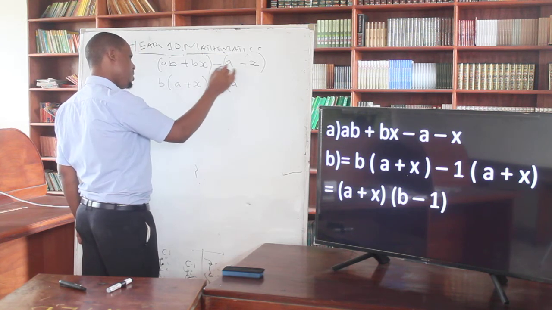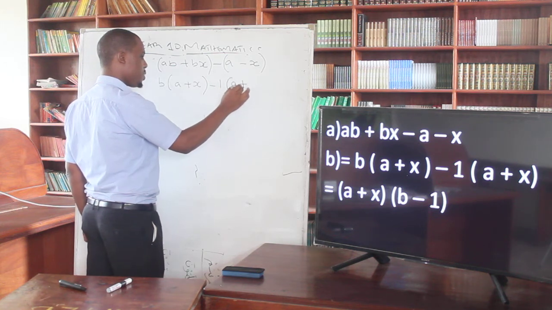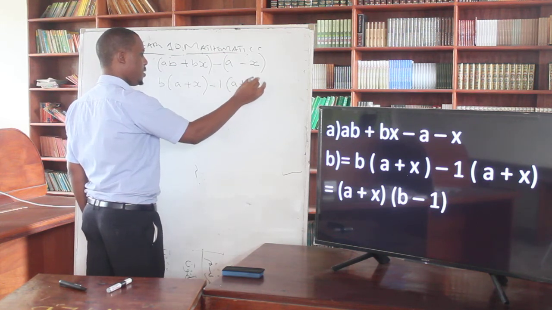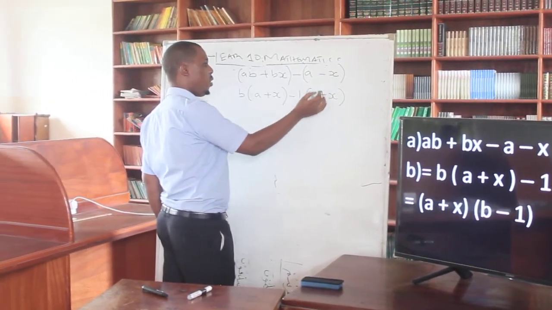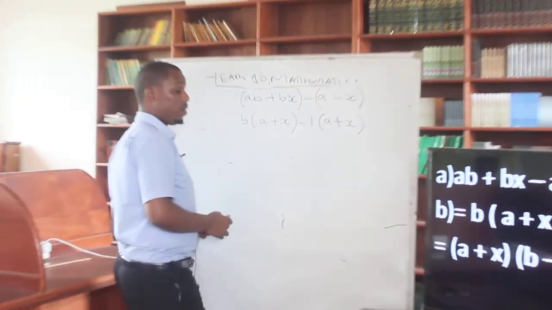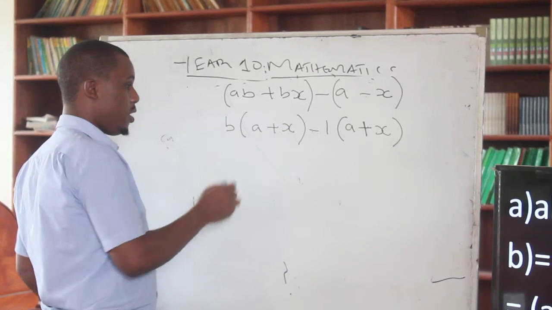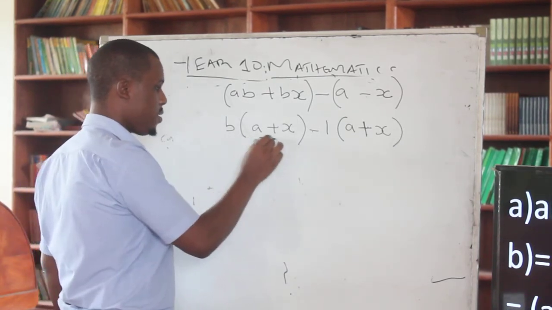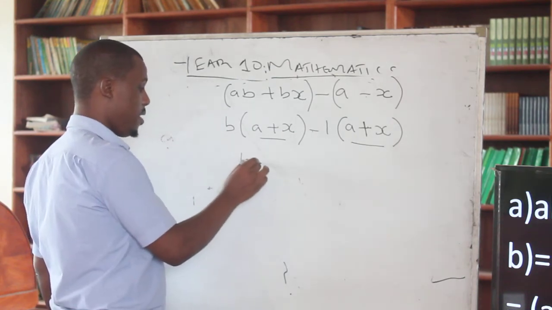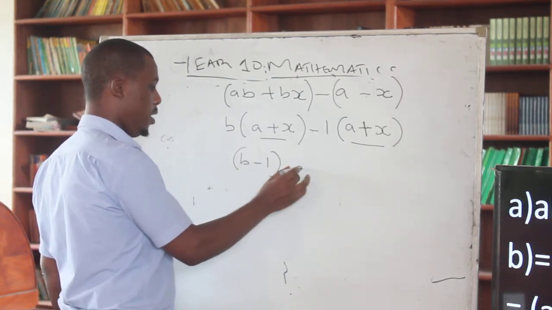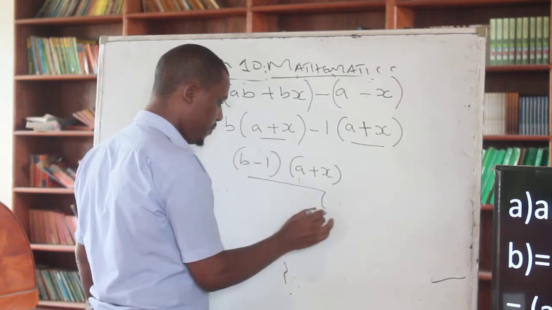Then this sign will change. Because you need this sign to remain as a negative, you're going to use a positive there. So plus. But when I say negative multiplied by a positive, I will get a negative there. Okay? So at the end of the day, the common factor is this one, and the other one here. So here you're going to have b minus 1, and then a plus x. That is going to be the concept there.